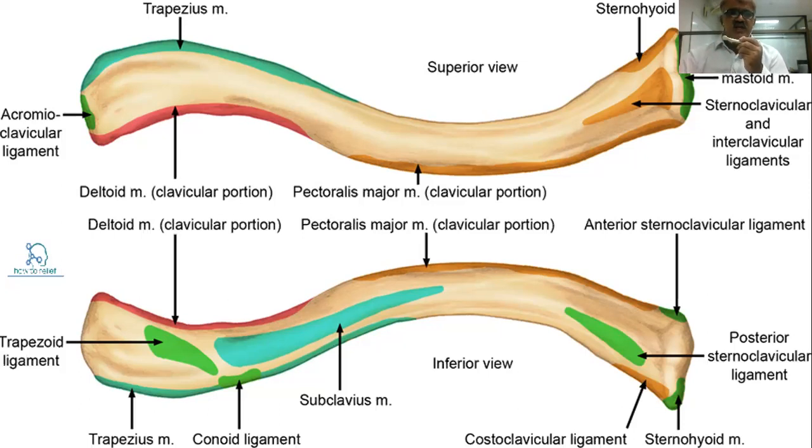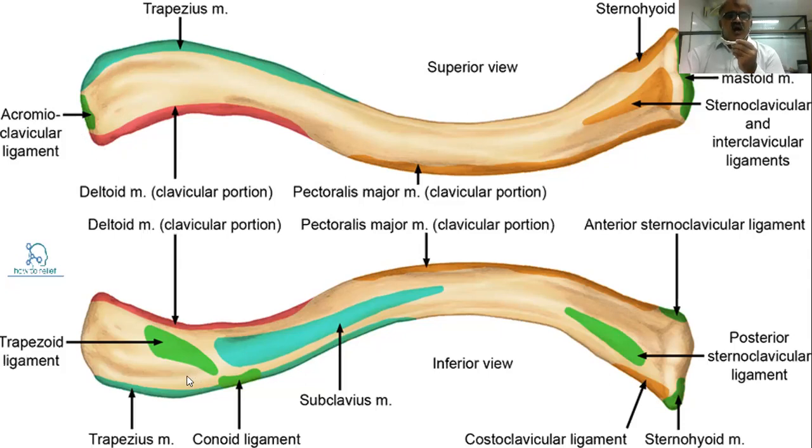Okay, so this anterior border has the attachment of origin of the deltoid muscle, the clavicular portion. The posterior border has the attachment of the insertion of the trapezius muscle, on the posterior border of the lateral end. Anterior border, attachment of origin of the deltoid muscle. And we have the acromioclavicular joint here.